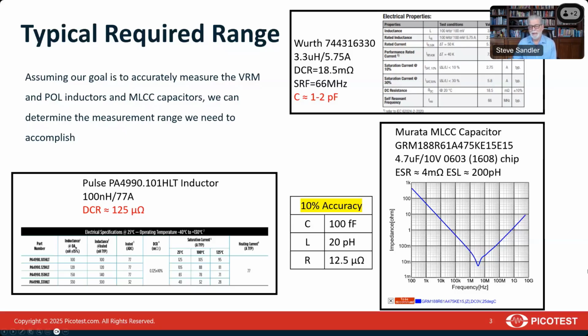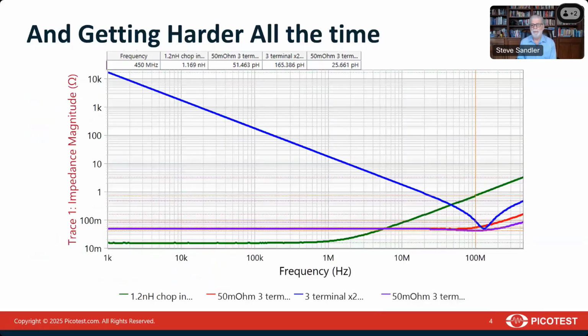If we look at those magnitudes and say we would like to achieve 10% accuracy in our measurement, that's arbitrary, but 10% is probably about the lowest accuracy we would be comfortable with. That would say we need to measure capacitors to an accuracy of about 100 femtofarads, inductance to an accuracy of 20 picohenries, and resistance to about 12.5 microohms. And that would get us 10% accuracy. That puts a point in the sand for what we think we need to be able to measure.